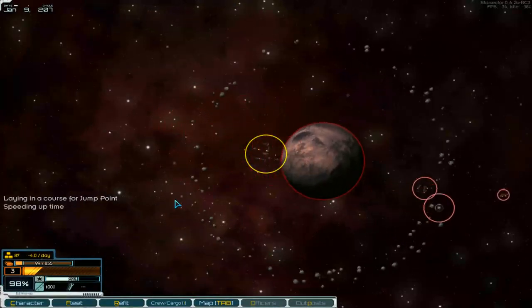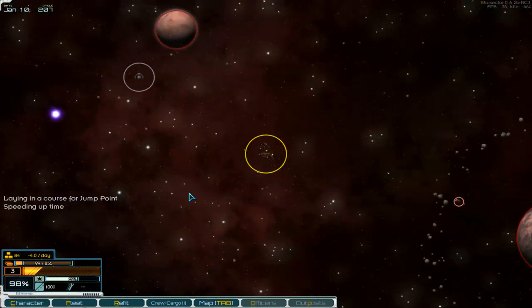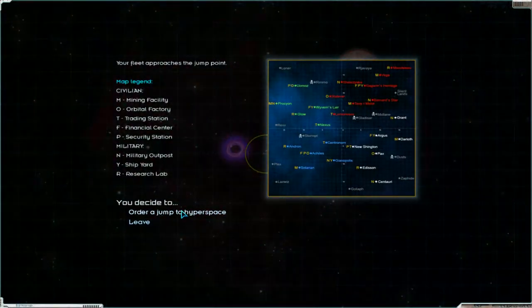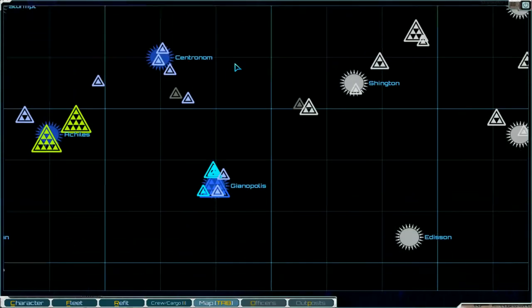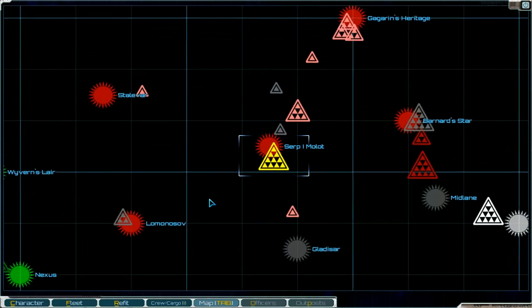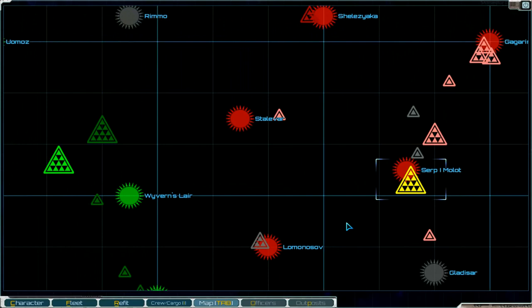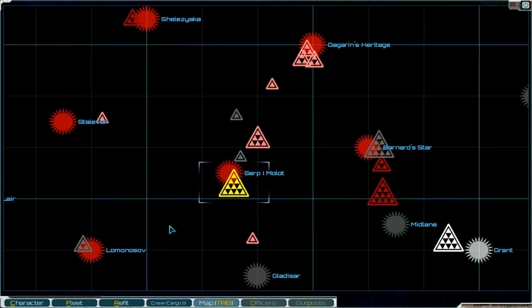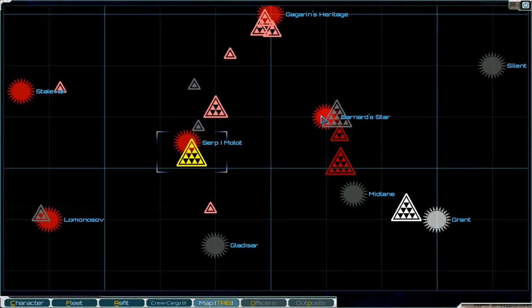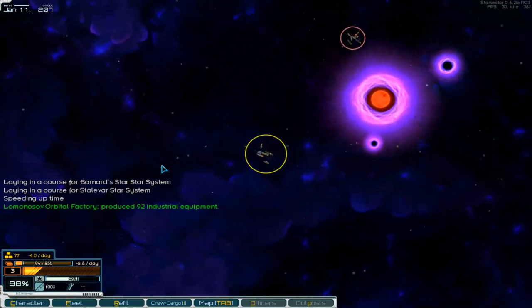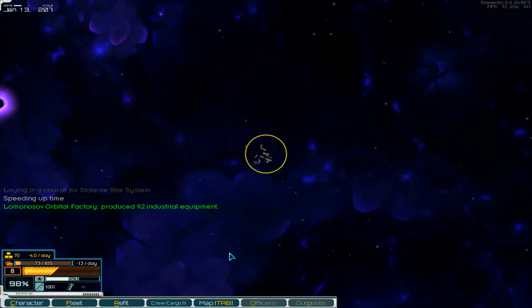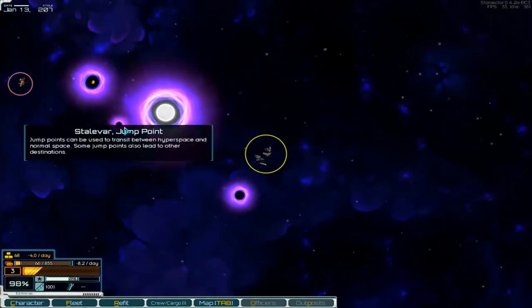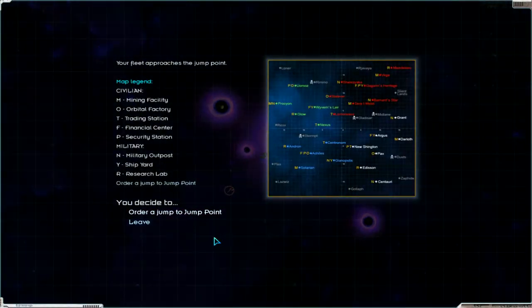Go to the jump point. Okay, and then we go to another system, I think. Or where are we? Over there. And then we go to Starlever or to Barnard Star. We do not go to Barnard Star because they are pirates. Okay. Starlever Star System is our next direction. There it is. French, okay. Jump point. Go in.